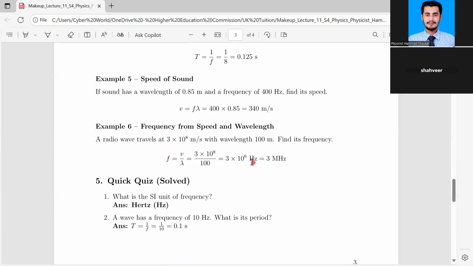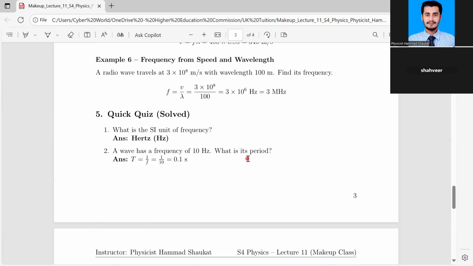So just divide, and you will get your answer, which is 3 multiplied by 10 raised to the power 6 hertz. And you know what 10 raised to the power 6 is in prefixes? In prefixes, 10 raised to the power 6 equals mega. Because it's hertz, so megahertz. Any questions regarding these problems?